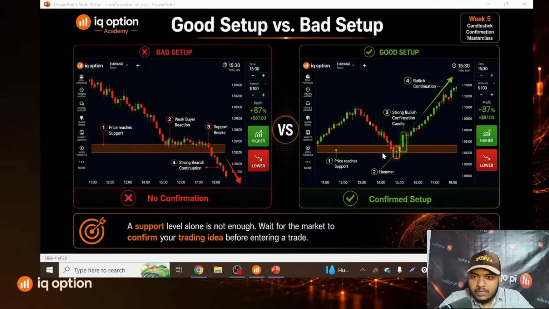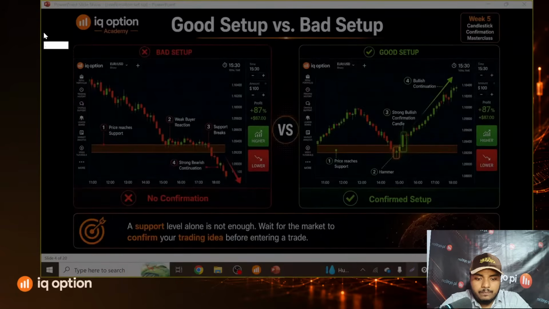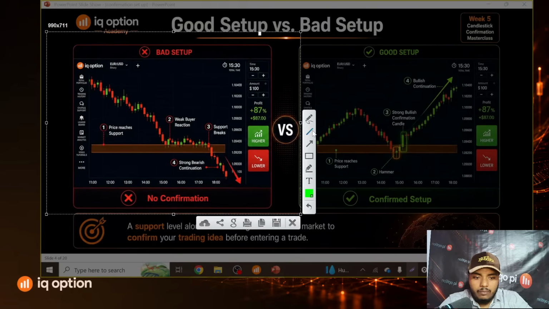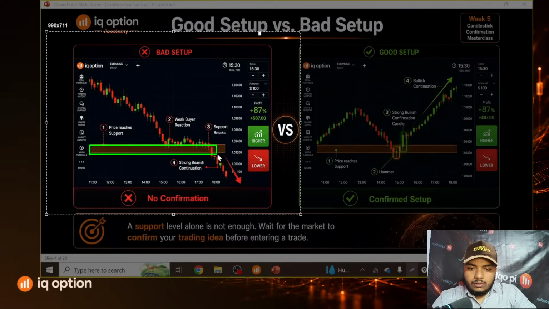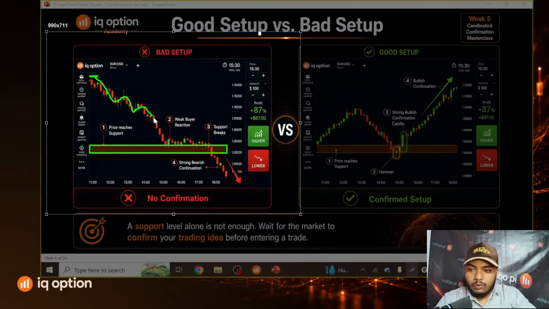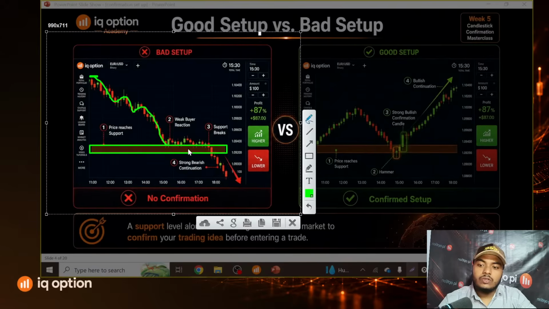Our next topic is about good setup versus bad setup. So what is actually a good setup? Let's discuss this before we enter our original slides. This is a support area. The market moves in a downward direction, making lower lows and lower highs like this, and exactly closes at the support zone. Support is the control area of buyers.